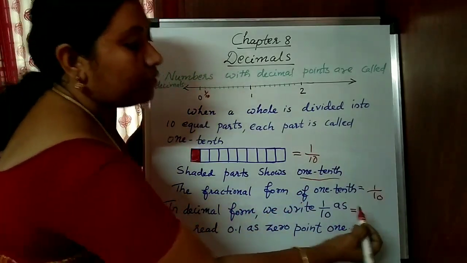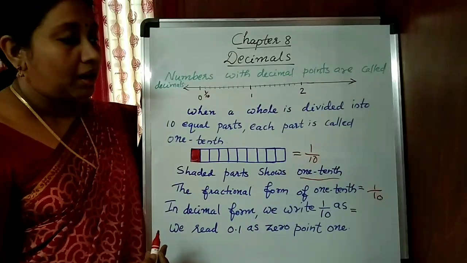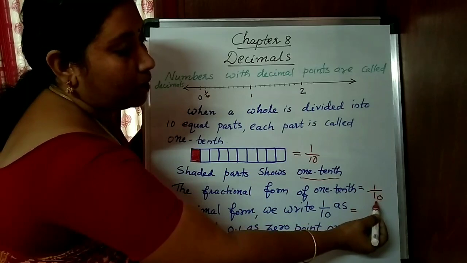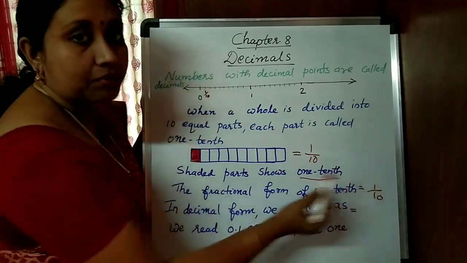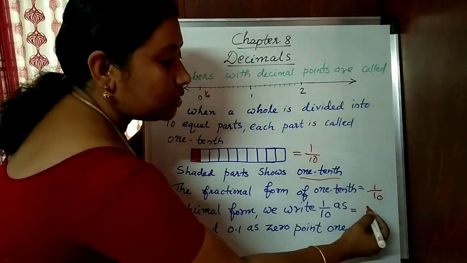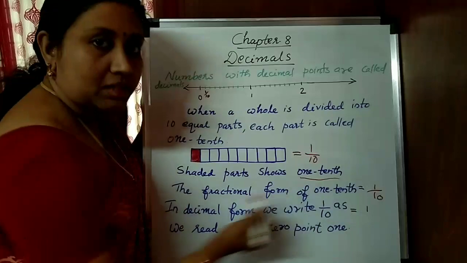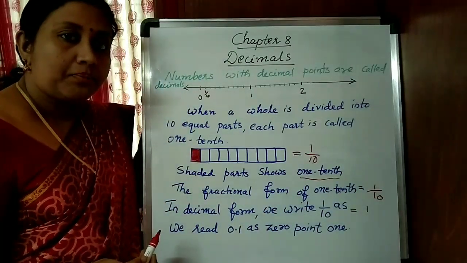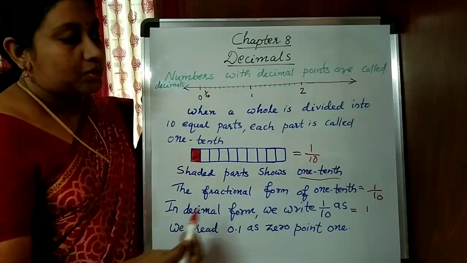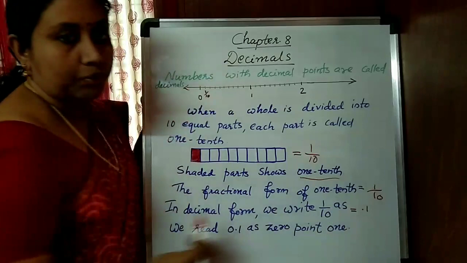Decimal form, when we convert one fractional number into decimal, how will you convert? This 1 by 10. What is the numerator of this 1 by 10? Numerator is 1. So you just write that numerator. Then you count in denominator how many zeros are there? In denominator there is only 1 zero. So starting from the right side, after one digit you put one dot.